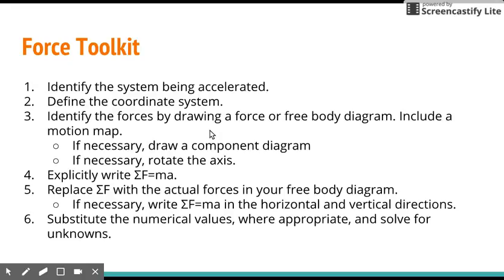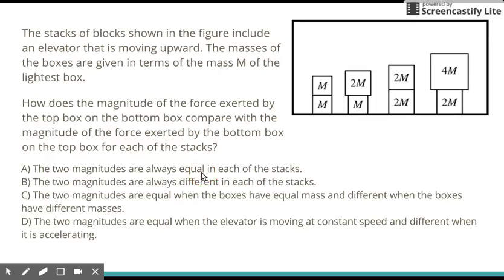4, you want to explicitly write the net force is equal to mass times acceleration. 5, you want to replace the net force with the actual forces that are in your free body diagram. And if necessary, you're going to write net force is equal to mass times acceleration in both the horizontal and vertical directions. And 6, you're going to substitute in any numerical values where appropriate and solve for unknowns.